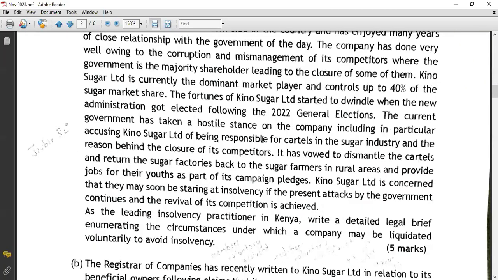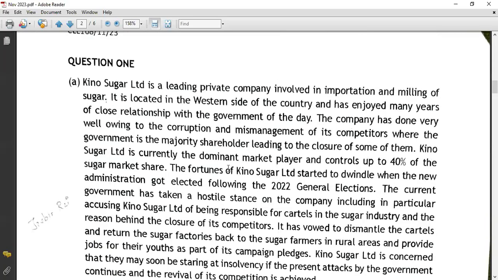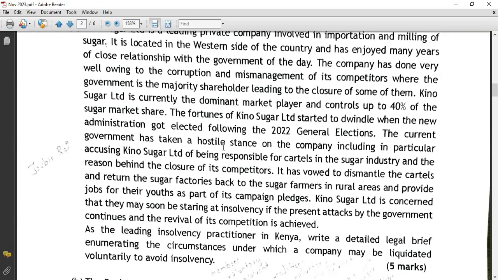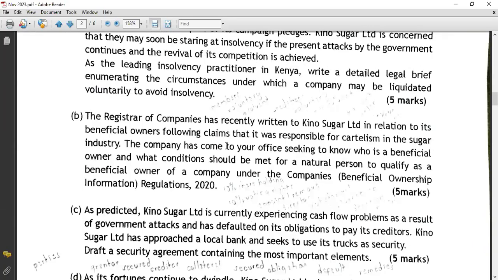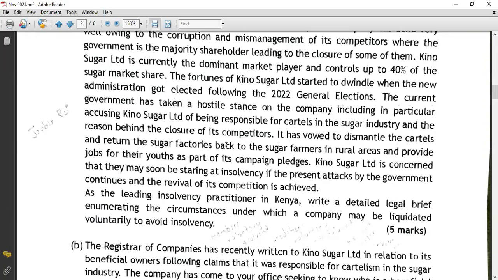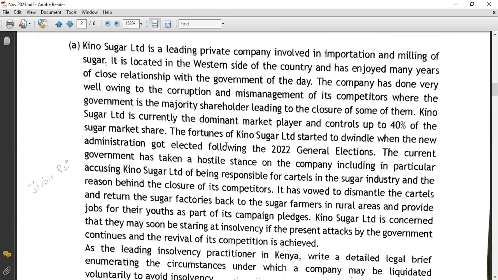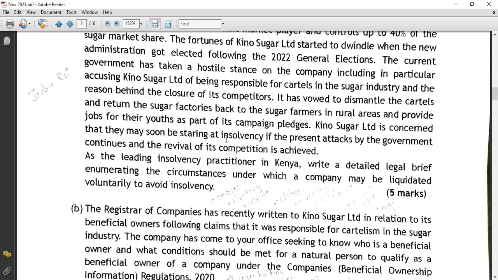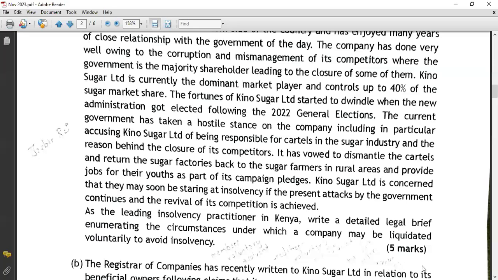So each question is important because they carry the same marks. Even if you know one question more than the other, still you need to balance. Of course, the compulsory question, question one, is the most important, because you must do it. Yeah. So I'm going to read the question now.